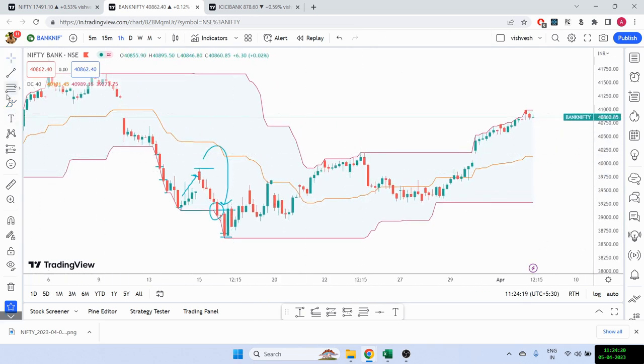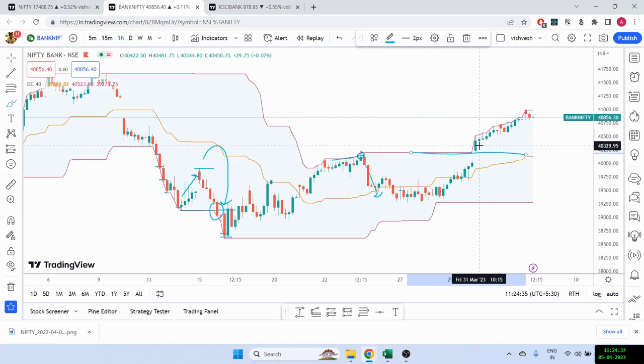See, if you see here, all these are valid levels. This is where it touches the Donchian channel. Then I'm looking for at least 3 candles of pullback. I've got my pullback. So this becomes a valid entry level for me. I get an entry here.